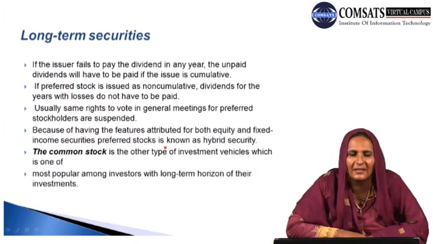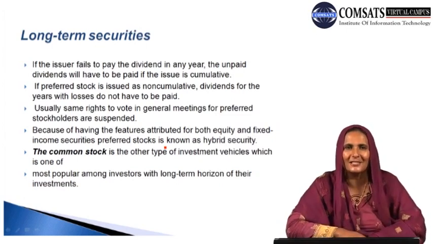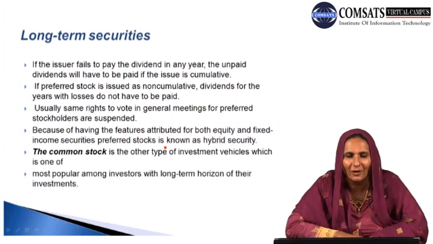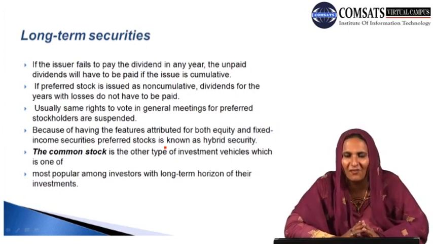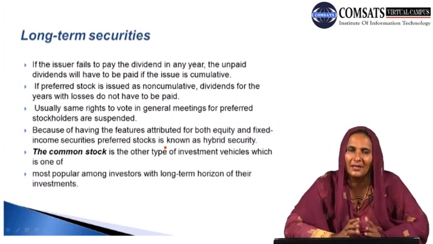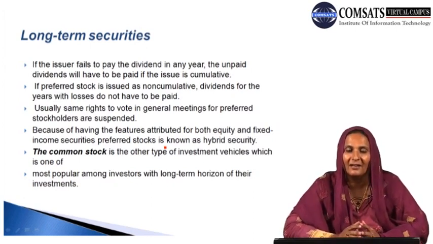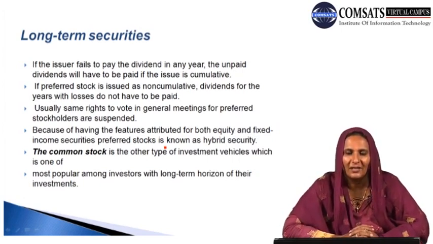If the issuer fails to pay the dividend in any year, the unpaid dividend will have to be paid if the issue is cumulative. This is another important point to be noted: if the issuing company or corporation cannot pay the dividend of this preferred stock in a year or in the time specified, the unpaid dividend will be accumulated and will be paid afterwards. Or the corporation will be liable to pay the cumulative dividend afterwards. If the preferred stock is issued as non-cumulative, the dividends for the years with losses do not have to be paid.